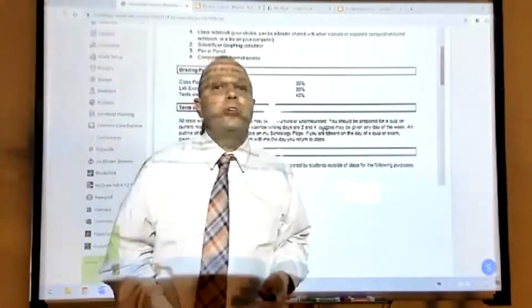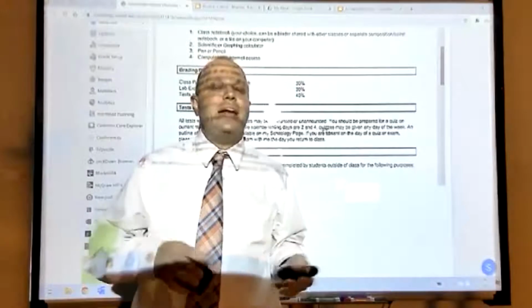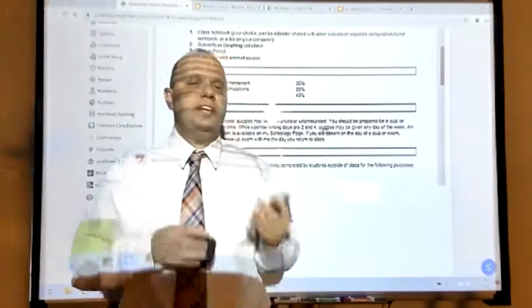So the grades are weighted. It's not going to be as easy to just add up the points and figure out what your grade is. You have to take into account that some things are worth more than others.